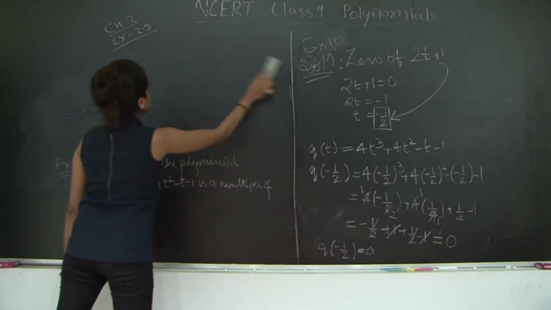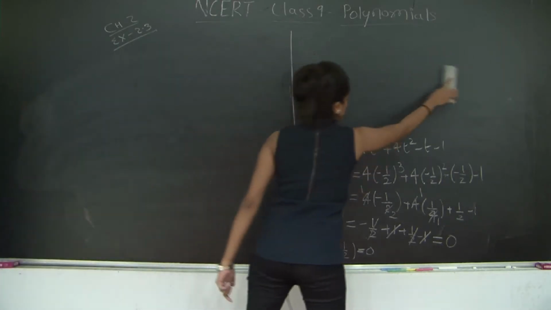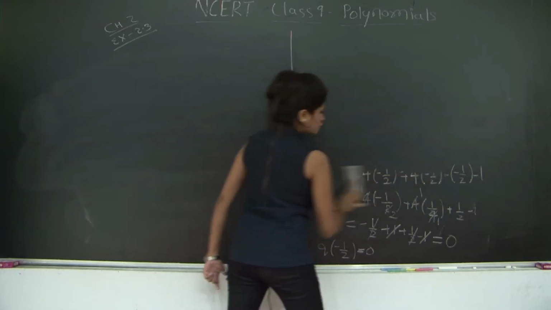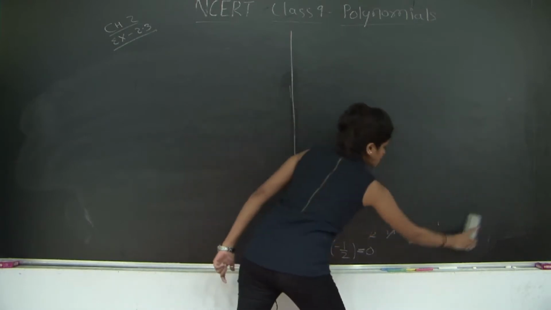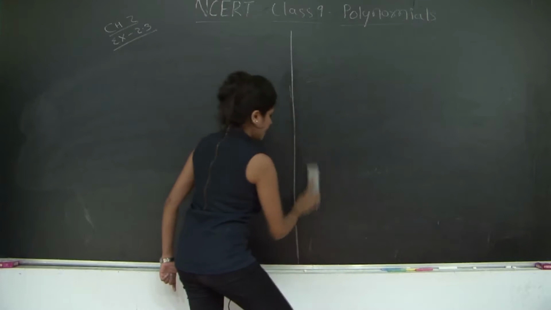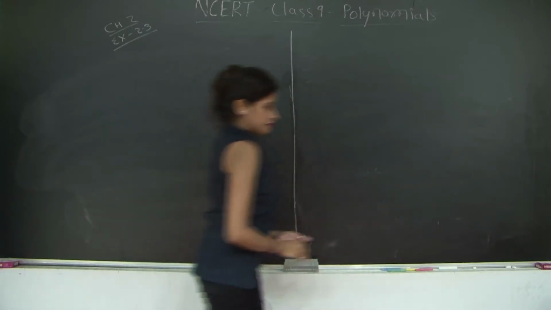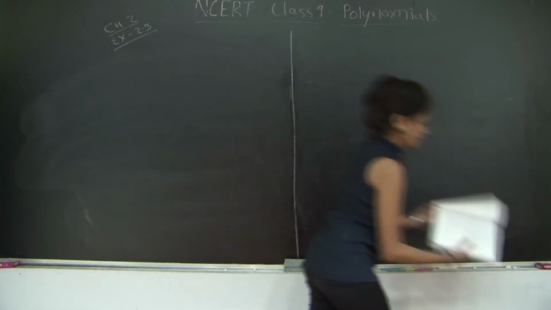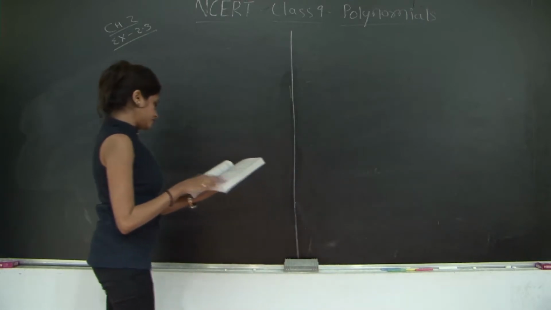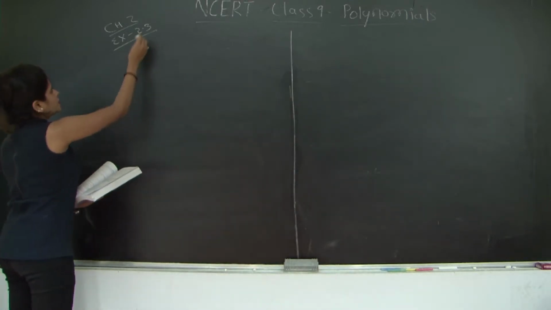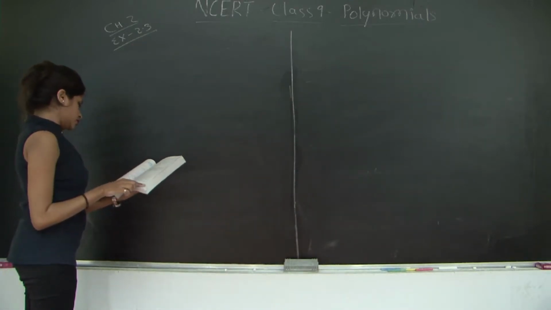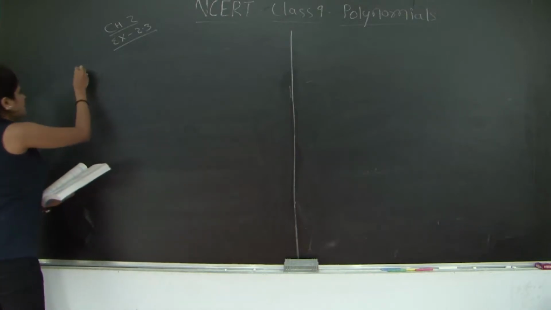I am just erasing this remainder theorem for now. So, what I will do is solve the same sum using remainder theorem on one side and long division method on the other side of the board. This is exercise 2.3, section 1.